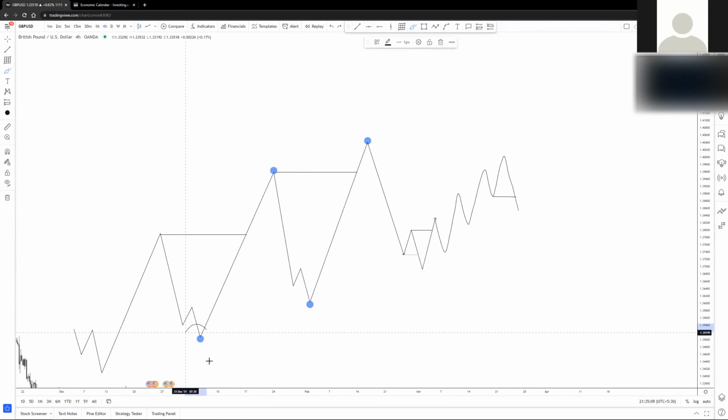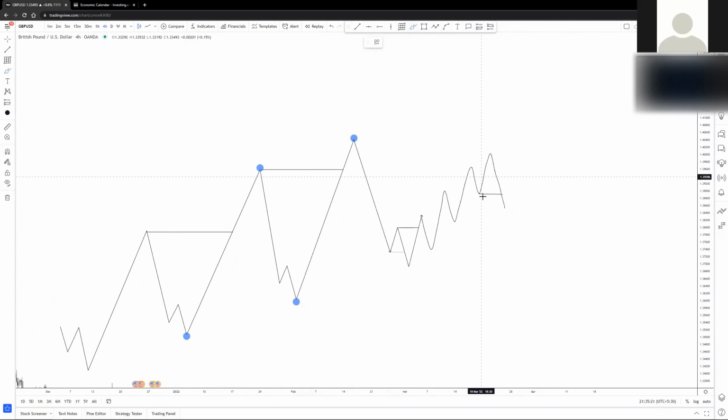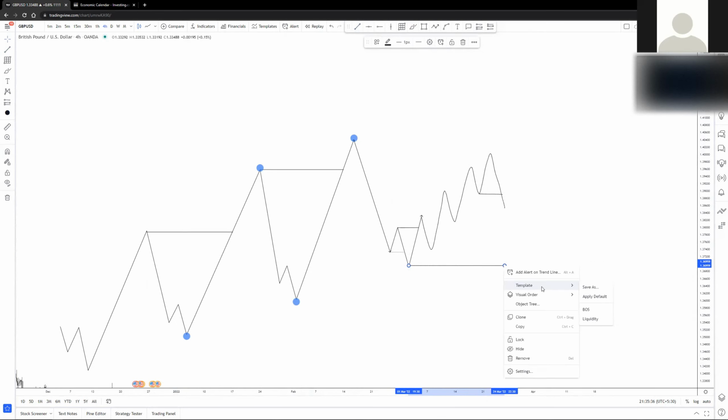So what is the higher low supposed to do? It's supposed to create a higher high, right? If this is the higher low, it has to create a higher high. So how do we know? This is the confirmation that this low has failed to create a higher high. So if it fails to create a higher high, this turns into a weak low.